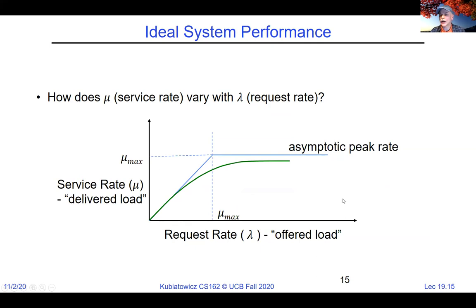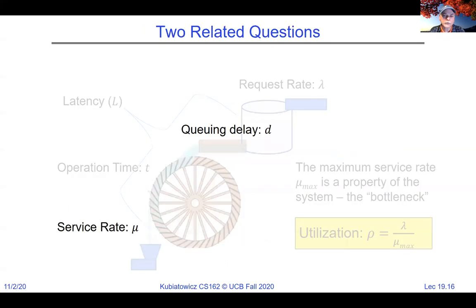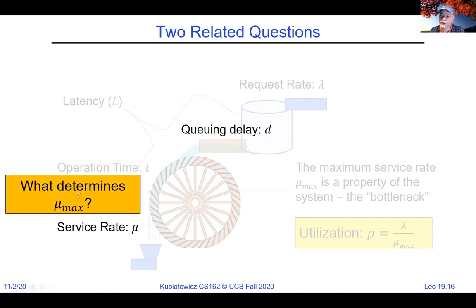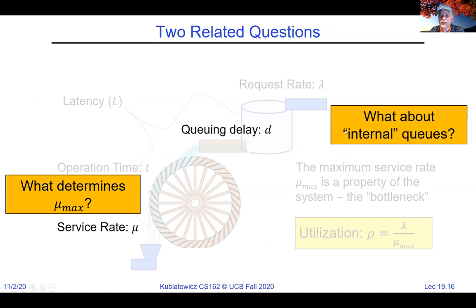We could try requesting much more than mu max, but we're just going to build up our queues and not get any more out of the system. Okay? Everybody with me? Now, a couple of related questions: here we have our queuing delay and our service rate. What determines mu max? And what about internal queues? When I said queuing delay D, I implied it was one queue, but there might be lots of queues in the system.